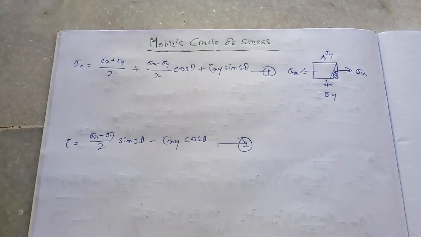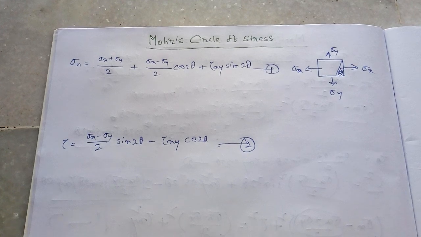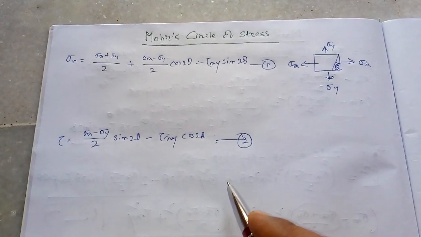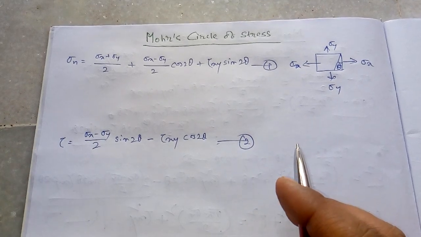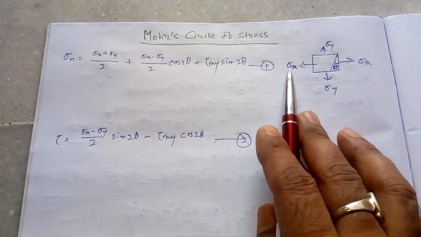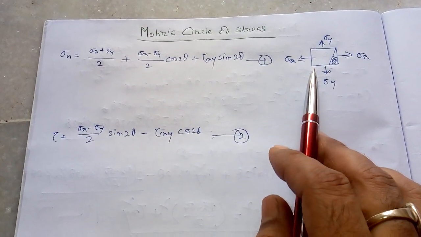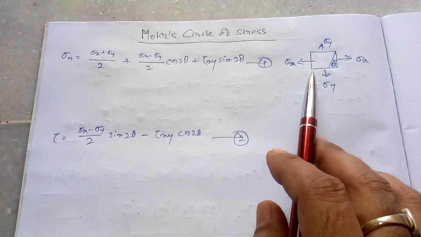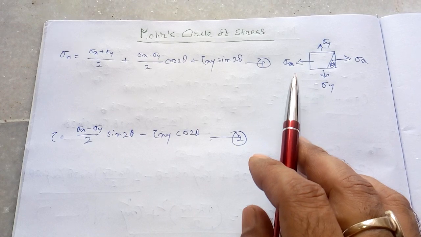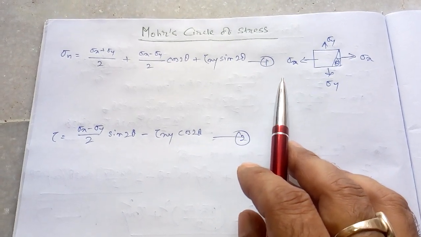Hello students, our new topic will be Mohr circle of stress. Earlier I have said that we can find the stress condition on any particular plane in a body which is subjected to load. We can find the stress condition by two methods. One is analytical method and another one is graphical method. Analytical method we have already seen. The Mohr circle method is the graphical one.